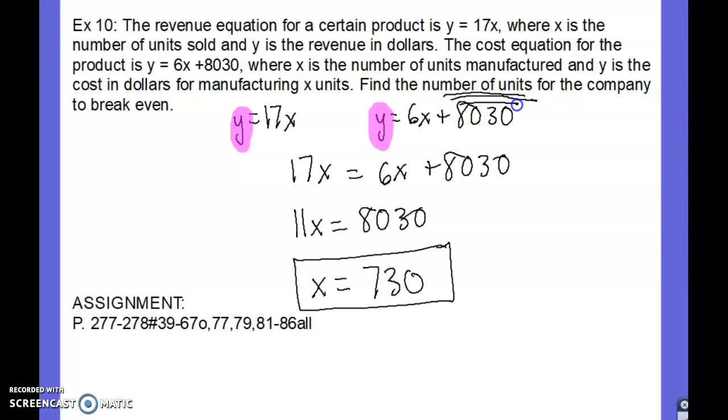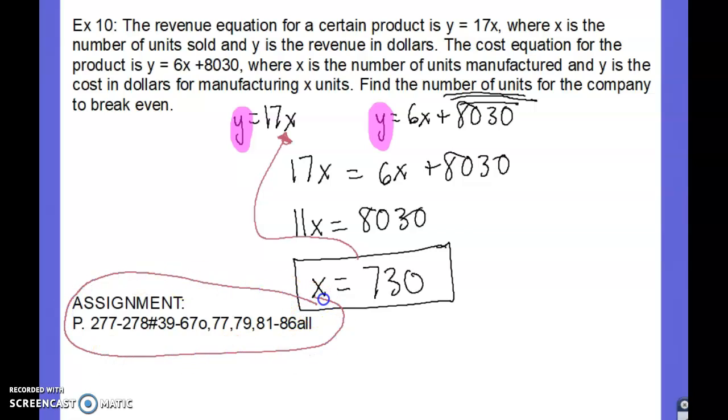I could easily change this problem and just say, and also find what the cost is before you break even. Well, how do you find that? Is take this value and plug it in for x. 17 times 730 will give you that answer. That's just a heads up for how questions can differ on future assignments. But you should be ready for your homework, and I'm about to get cut off on my video.